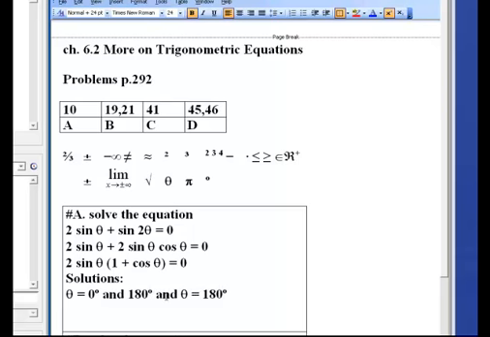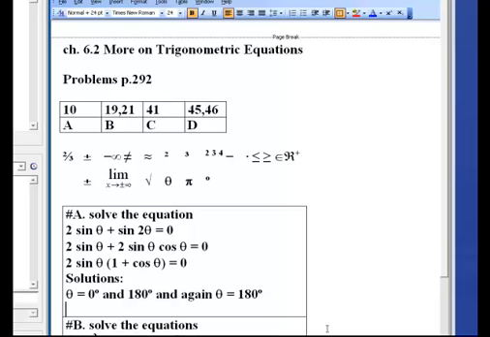Okay. And here I guess I can write down, maybe I write that in front, and again, theta equals 180 degrees from the second factor. Okay.